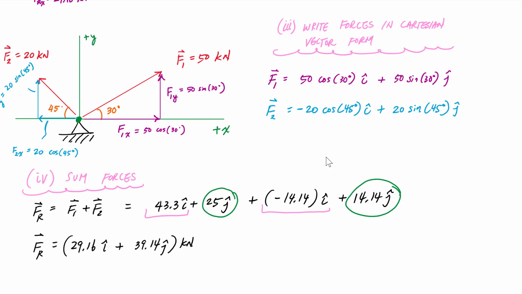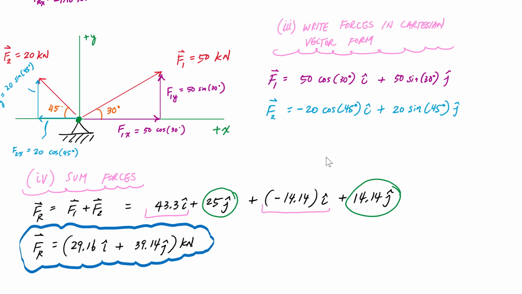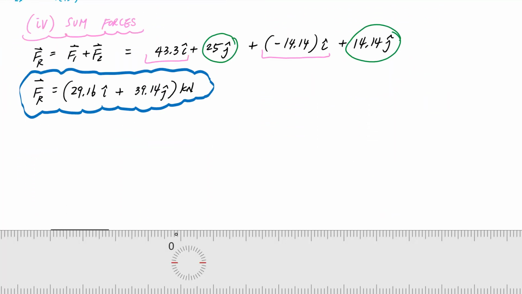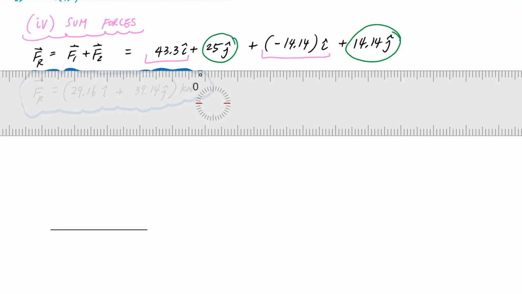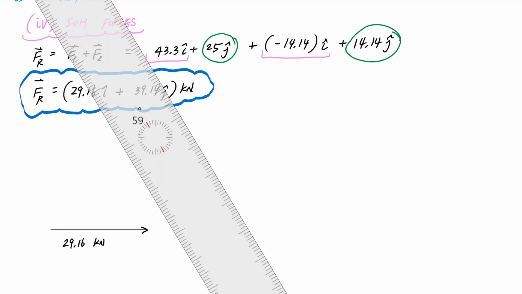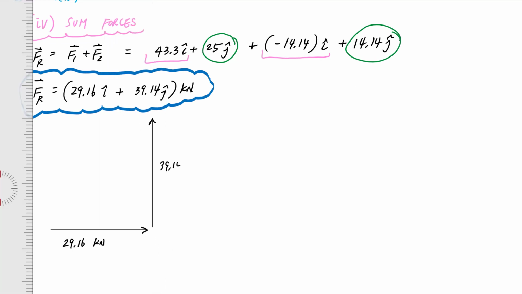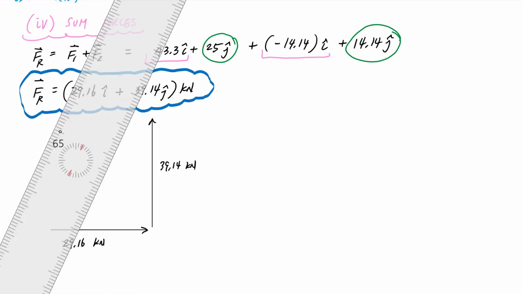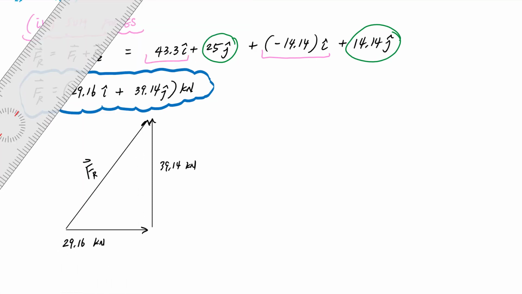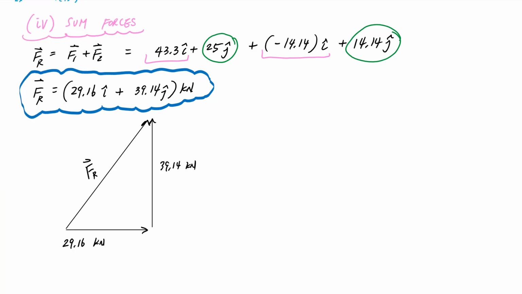And this is technically a vector answer, has magnitude and direction involved. If I want one number, you could draw it in the vector triangle form like this. Here's 29.16 going horizontal, and then the vertical component, or the j component, going like that, 39.14 kilonewtons vertical, and this would be my total resultant. There's my vector triangle, and if I wanted the magnitude, I could just do square root of sum of squares. If I wanted the angle, I could just do the inverse tangent, all the same as before.